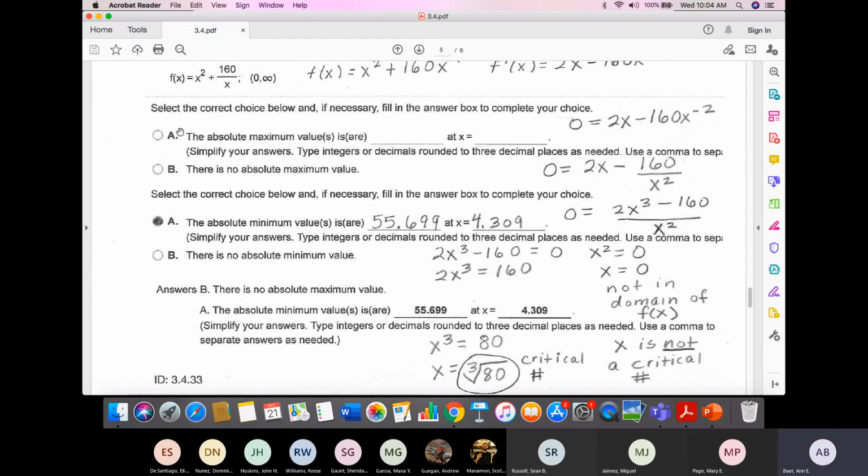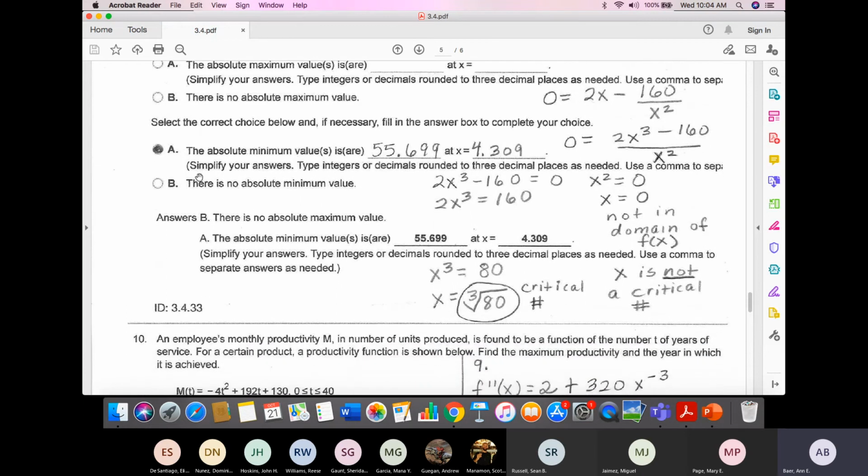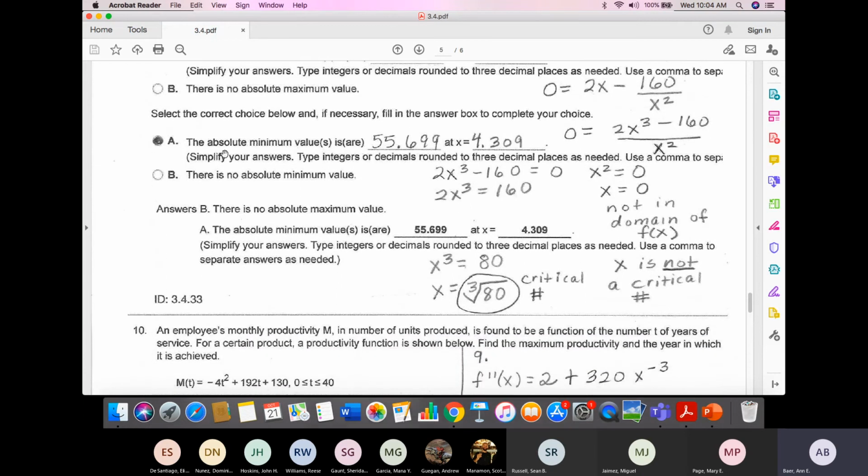And we do not have, for the first part, an absolute maximum value. And I didn't fill out that part and should have, but I didn't. I overlooked that. I was focusing on what else I needed to do. So we need to fill this out, absolute minimum value.